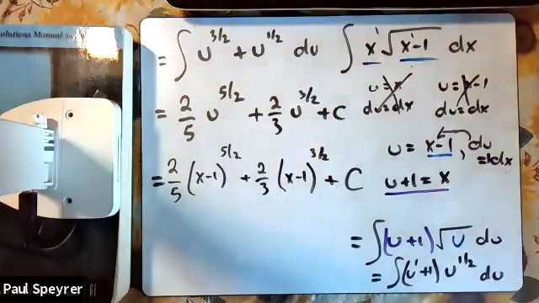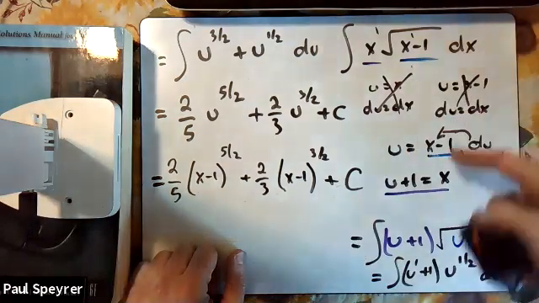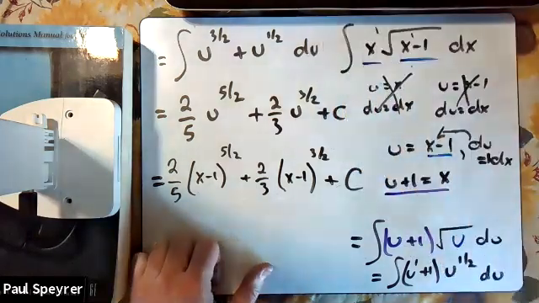All right, so let's try another one like this. These are probably the most complicated ones, because you have to do that manipulation between u and x right there.